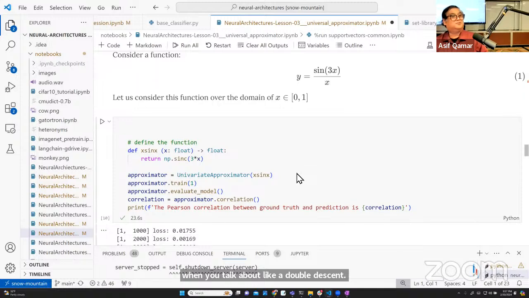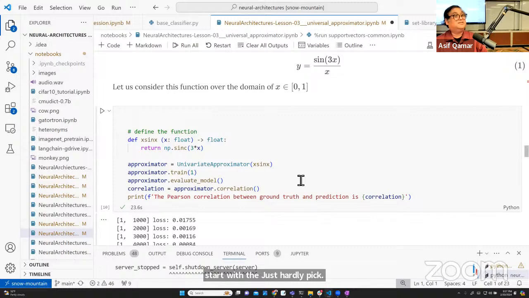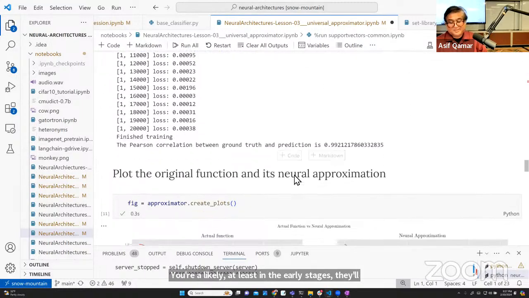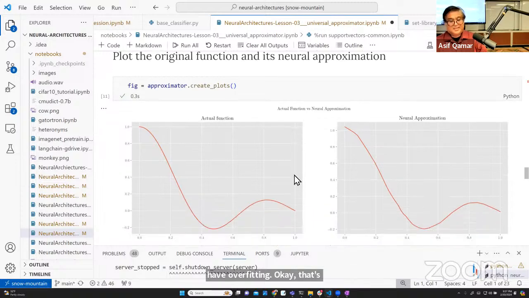How complex the model is relative to the data set size and data set complexity. See, it is not data set size, but what is the underlying dynamics that generated the data? So, for example, if sin(x) generated the data, and you start with a bizarrely big neural network, likely, at least in the early stages, you'll have overfitting.